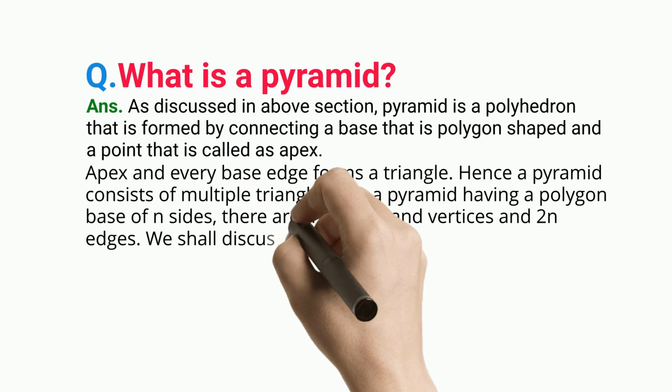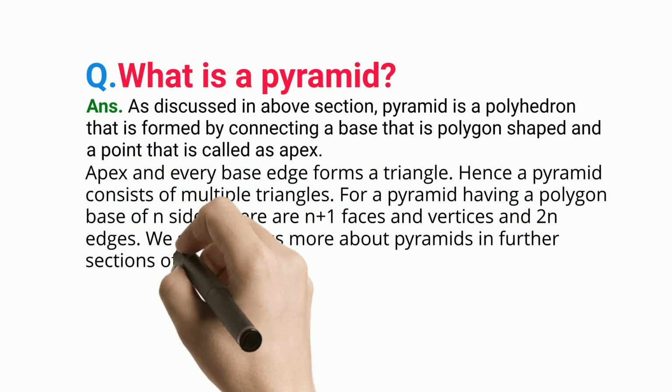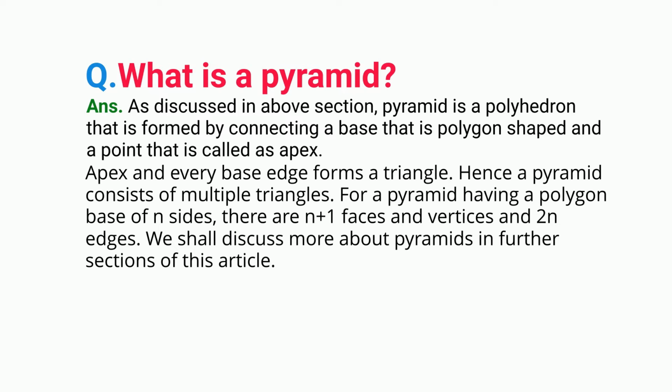For a pyramid having a polygon base of n sides, there are n+1 faces and vertices and 2n edges. We shall discuss more about pyramids in further sections of this article. Types of pyramids.